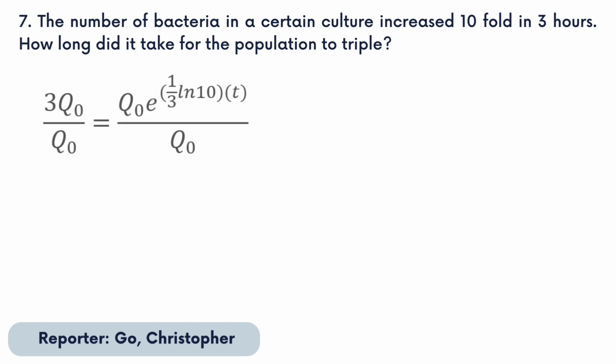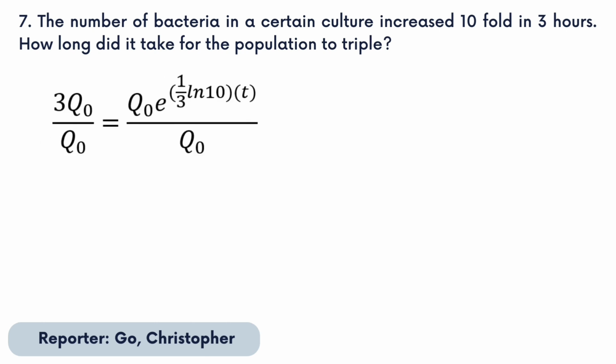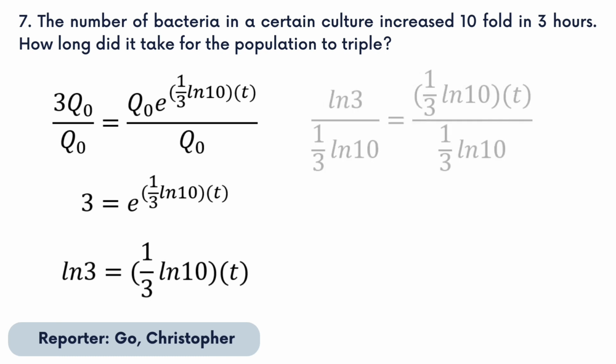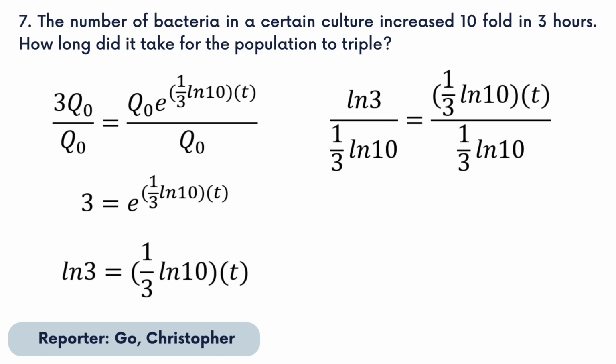First, divide natin both side by Q sub 0 para makancel natin ito both side. Kaya magiging 3 equal e raised to 1/3 ln 10 times t. Ngayon, para makancel ang e, kunin natin ang ln ng both side. Kaya magiging ln 3 equal 1/3 ln 10 times t. Ang last step para makuha natin ang value ni t or time, kailangan natin i-divide both side ng 1/3 ln 10 para makancel natin ang kasama ni t sa right side. Magiging t equal ln 3 over 1/3 ln 10.